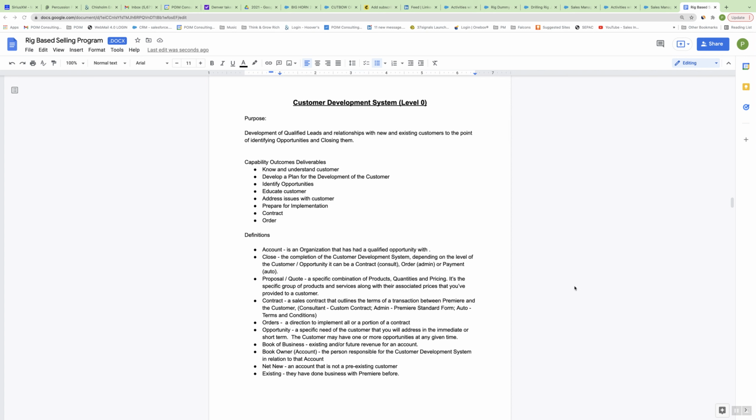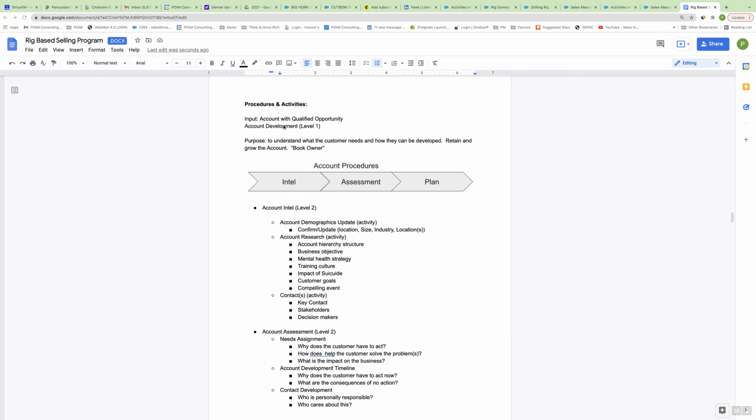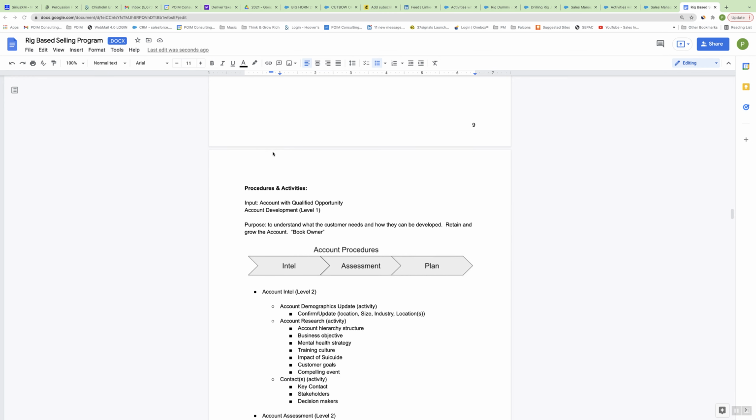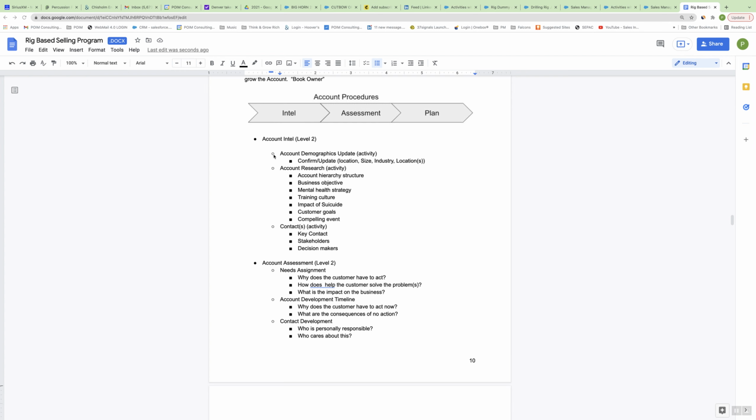This is the new dashboard I built, and it's built around a concept in our system called the customer development system. Within the customer development system, we have the account development system. The goal here is to grow our business with an existing account.